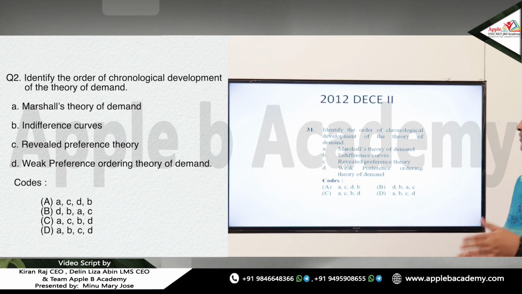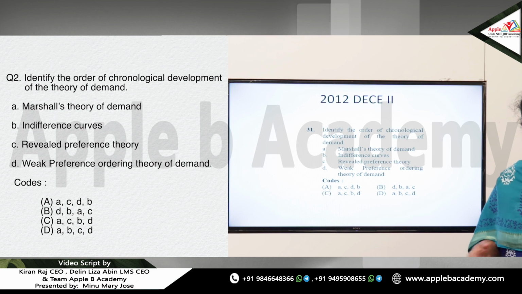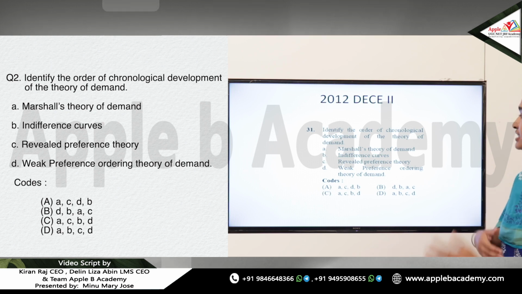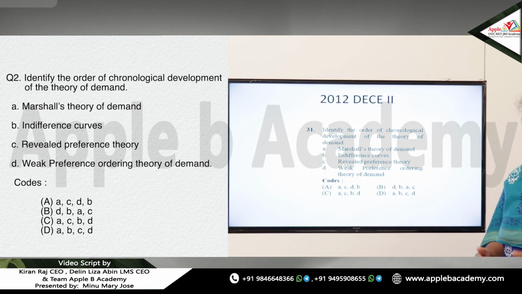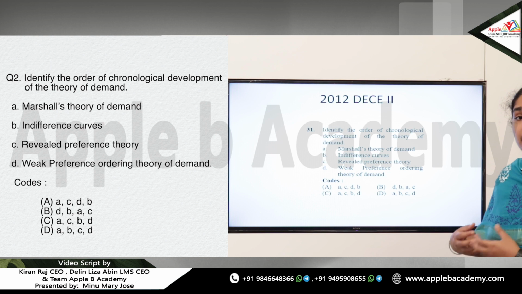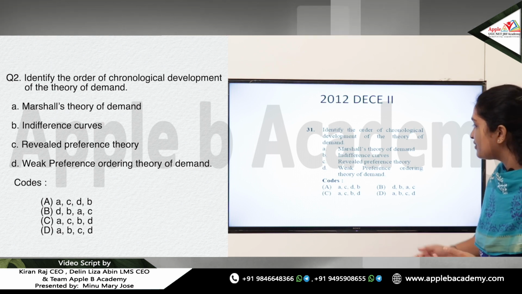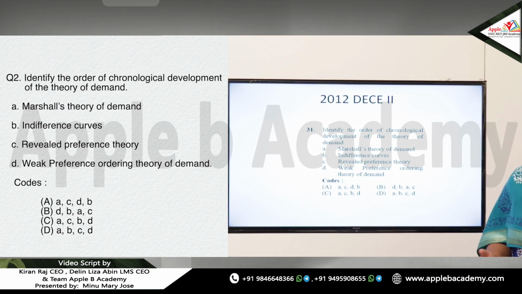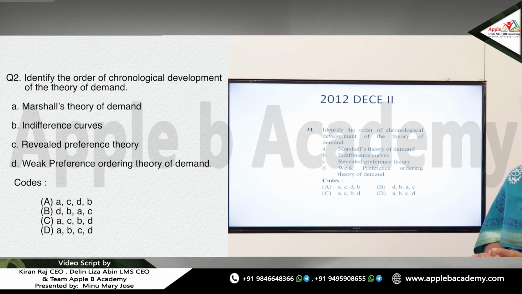Marshall's theory discussed how we can cardinally, or numerically, measure utility, and how that can be used to explain the theory of demand. Option B is indifference curve theory, which came up with the idea that instead of a cardinal analysis, we can ordinally rank our preferences and thereby maximize our utility. And the third one is revealed preference theory, which came as an improvement to both the cardinal utility approach as well as the ordinal utility approach.